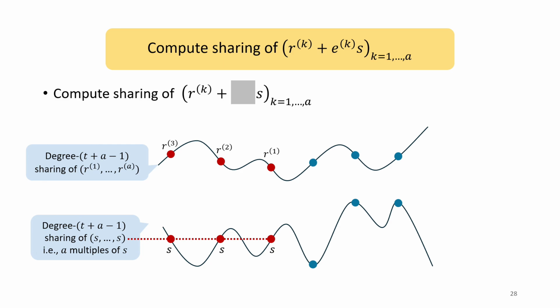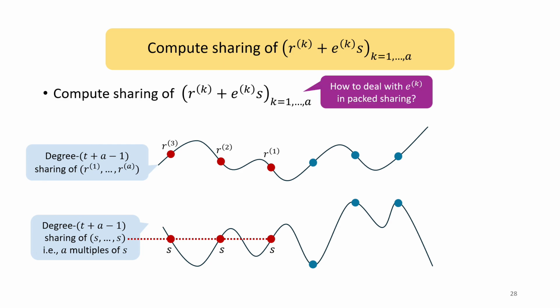So a simple fix is to also assume the secret signing key s is shared in a packed way, namely a multiples of s. So now if each party locally adds up the shares together, so adds up the blue points together, then the resulting points will define a polynomial that interpolates r_1 + s, r_2 + s, and so on. So this is what we want. We solve the problem. But recall that we still want to deal with the product e_k here.